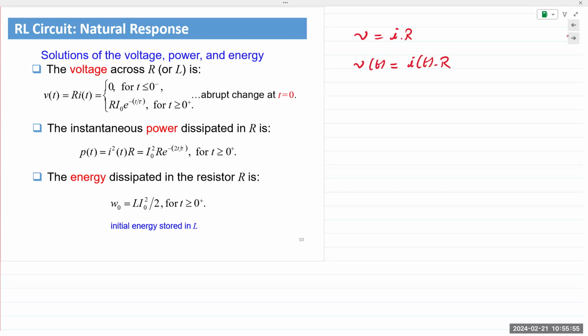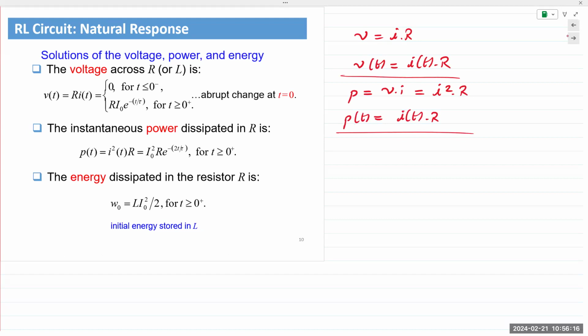You simply plug in the value for I of t. Instantaneous power, P equals VI, or in terms of the resistor, it would be I squared times R. And so P of t is I squared of t times R.